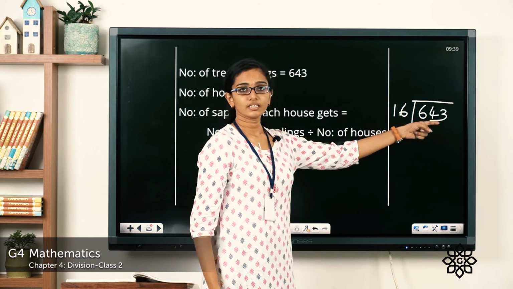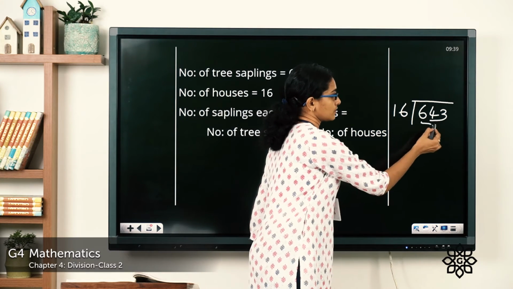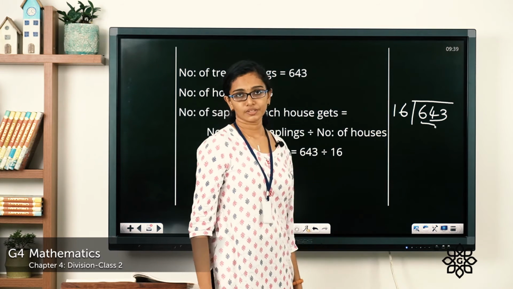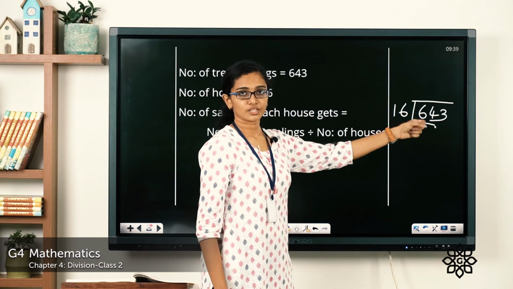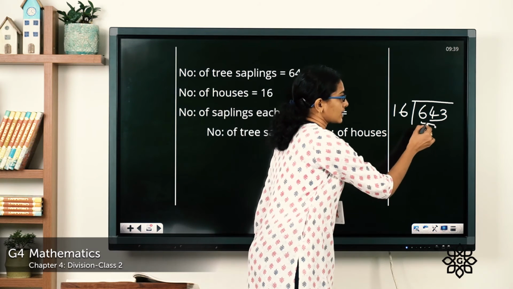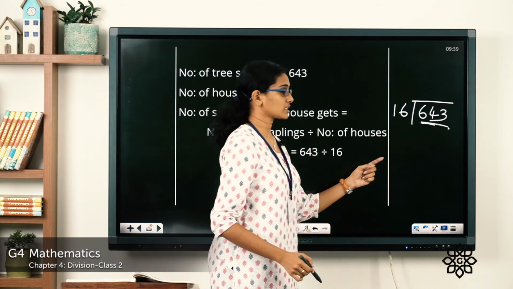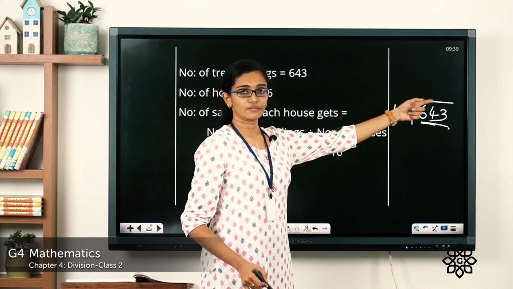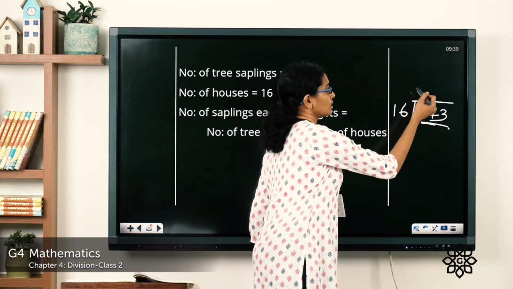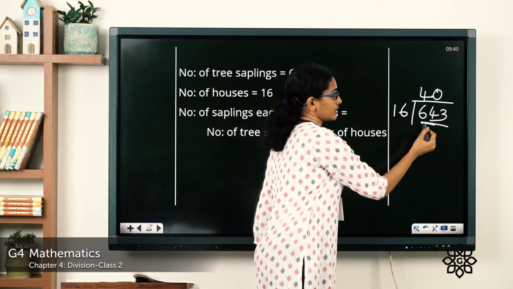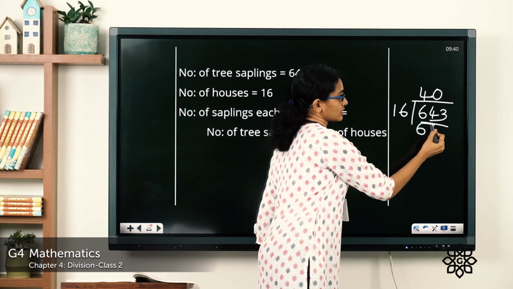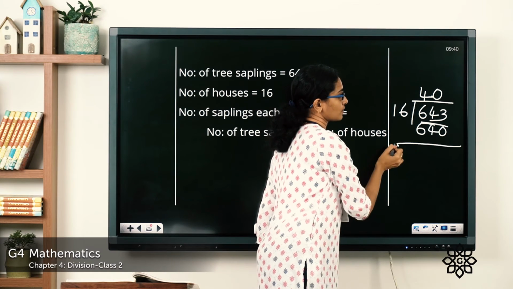So have a look at the digits. We have 64, which is divisible by 16. 16 fours are 64. We know that. So let's consider this 3 also. If 16 fours are 64, 16 forties should be equal to 640, right? So let's write 40 here, and 40 into 16 gives you 640.